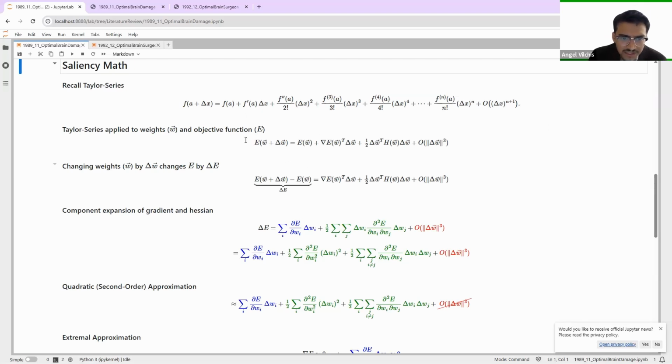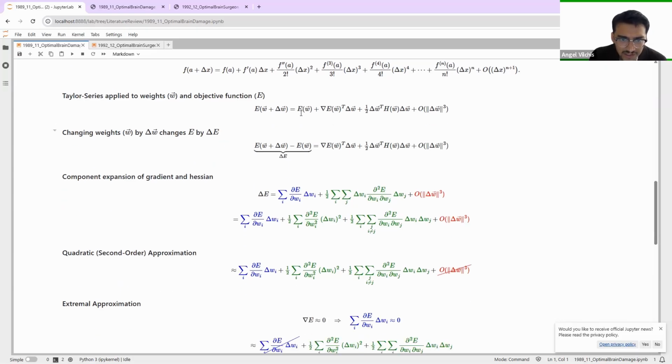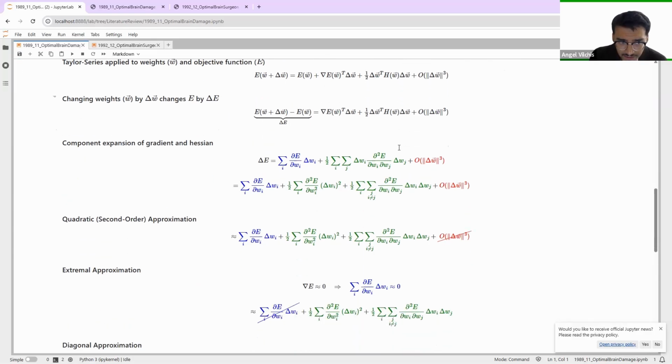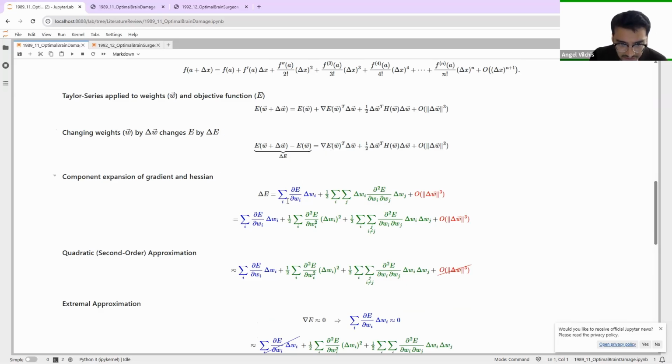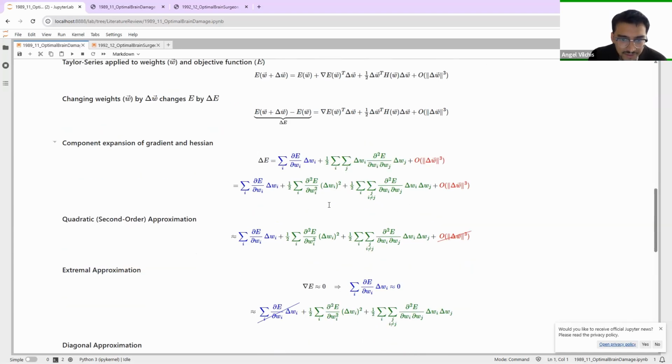So here is just that applied, and then we subtract this term here to have the change in the objective function, or an estimate of it. And now we expand. Here the gradient is this blue value here. We expand by component, and then we do the same with the Hessian. The reason we do this is so that we can apply some approximations later down the line. So here's our full estimate of the change in the objective function given that we change the weights.